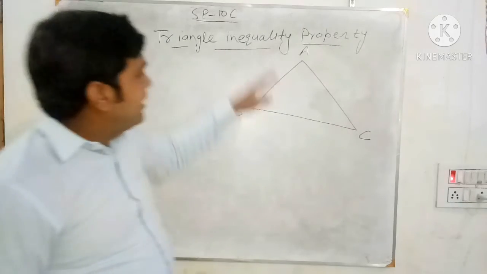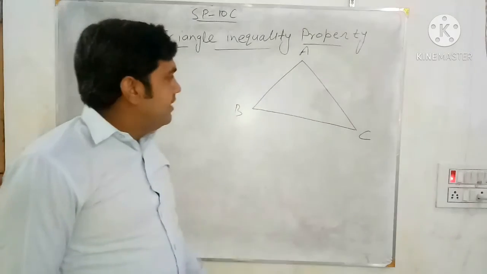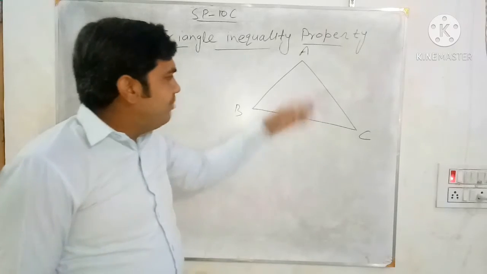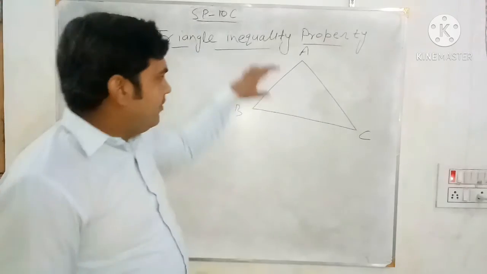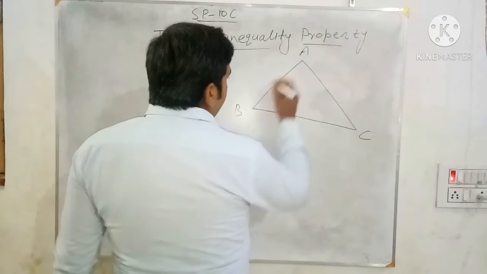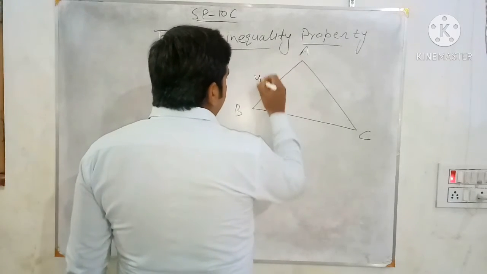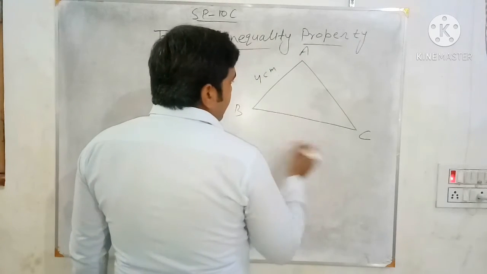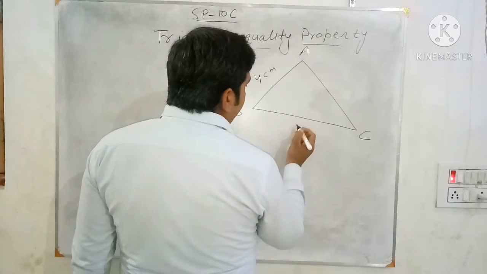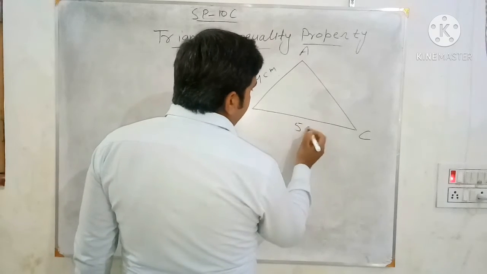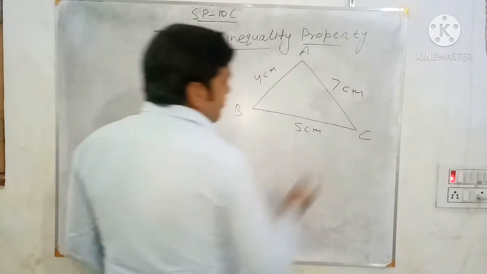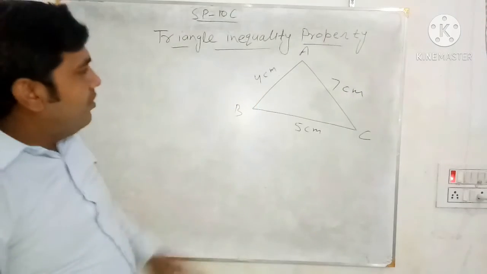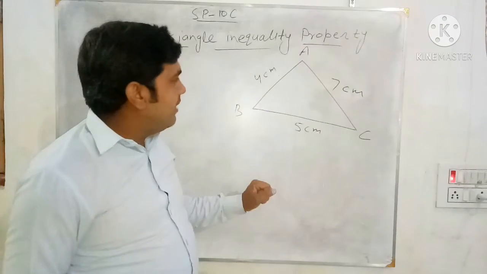So in this triangle inequality we will compare the sides AB, AC and BC. By seeing the figure we can say all these three sides are not the same. Suppose we consider the length of AB is 4 cm, the length of BC we can take as 5 cm, and the length of AC we can consider 7 cm.